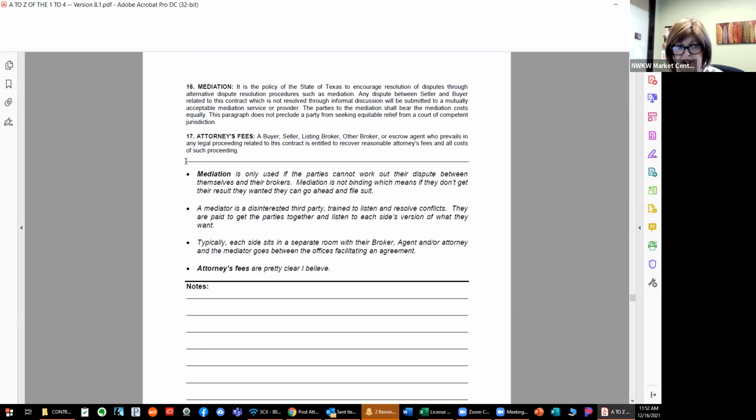So anyway, attorney's fees, it's just saying mediation is only used if the parties can't work it out themselves. And usually you don't really want to fool with mediation if you don't have to. It's not expensive, but it's also not enforceable. Once they agree to something, the mediator writes it up in a document and gives them both a copy that says what they've agreed to do. But if they don't do it, there's no teeth in it to enforce them to do it. At that point, you'd have to sue them and go that route.